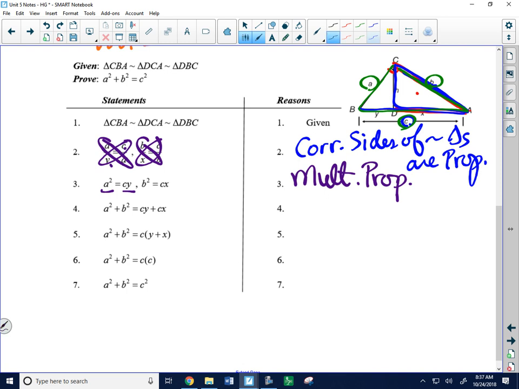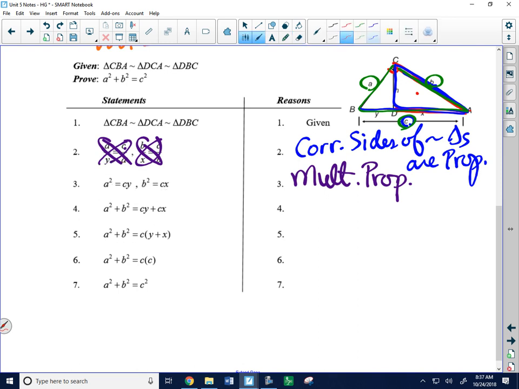Okay, what we're going to do now is take this left equation and add something to both sides of the equation. On the left side, I'm adding b squared. On the right side, I'm adding cx. Now you'd say, aren't I adding different things? Isn't that illegal? Well, no, b squared and cx are actually equal.